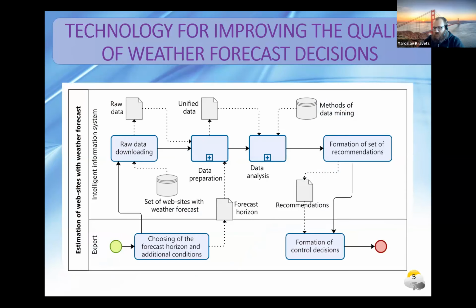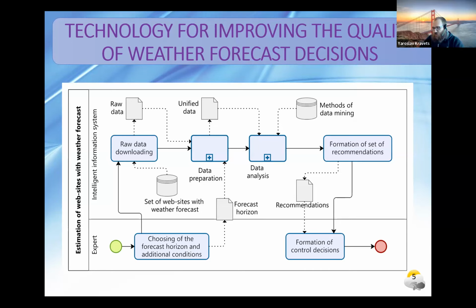To resolve the considered task, the following technology is proposed. It's presented in the form of a BPMN diagram. It consists of three main stages. The first stage is related to data preparation from a set of websites. The second stage is the analysis of received unified data. And the last stage is the formation of a set of recommendations for managerial decisions. Our work covers the first stage.